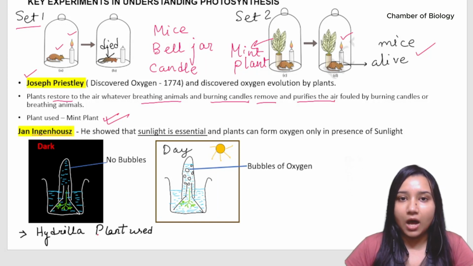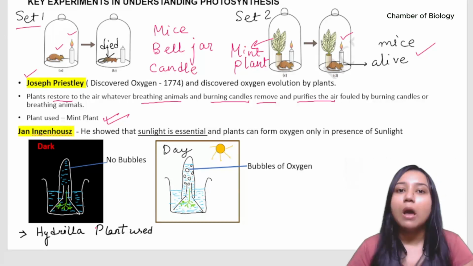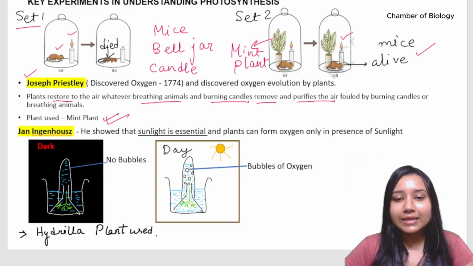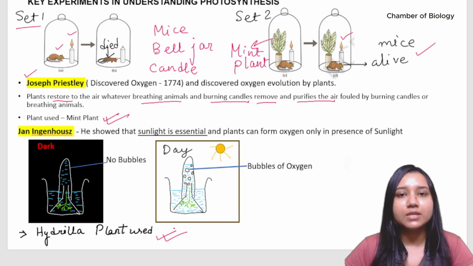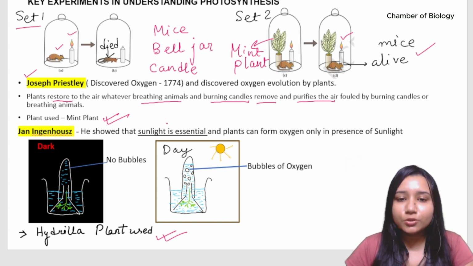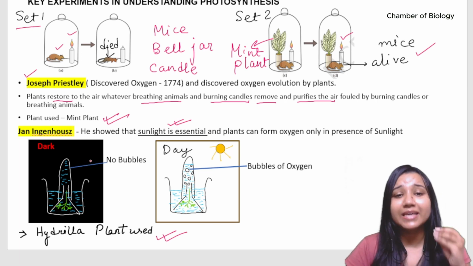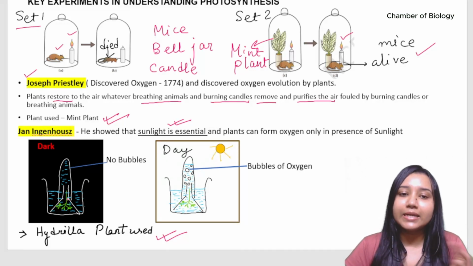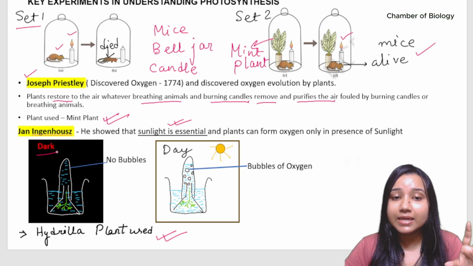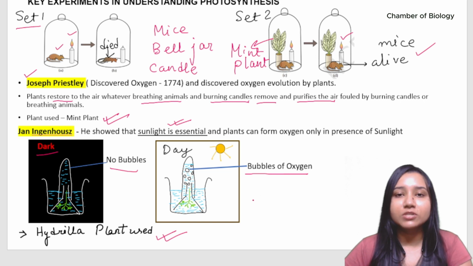Now Jan Ingenhousz, he discovered that yes, air is released, that is the oxygen is evolved, but he did this experiment using a hydrilla plant, and he did it once during the sunlight and once in the dark. So he showed that sunlight is essential. He kept the hydrilla plant, an aquatic plant, in the dark, and he didn't see any bubbles coming. But when he kept it in the sunlight, he could see that the bubbles of oxygen were visible.